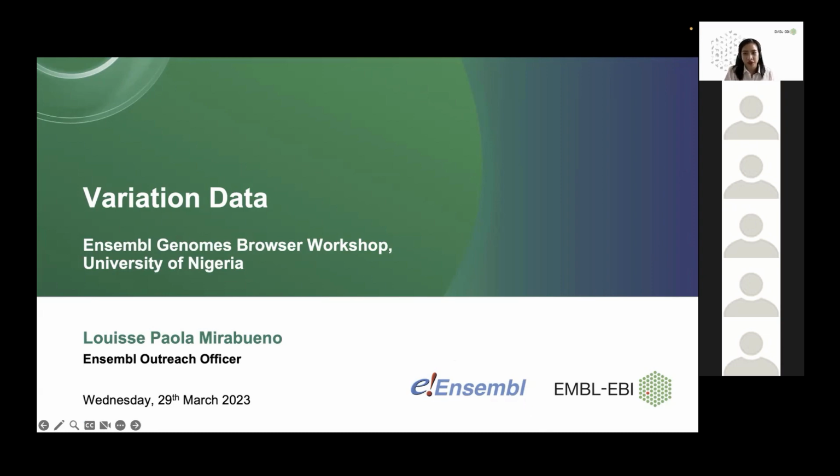So we will move on with variation data in Ensembl. But before we move on, are there any questions at all? Okay, I don't see any questions in the chat box, and I also don't see any questions in the living document. So if you do have any questions, please feel free to put them down in the chat or in the living document, or you can raise your hand as well.